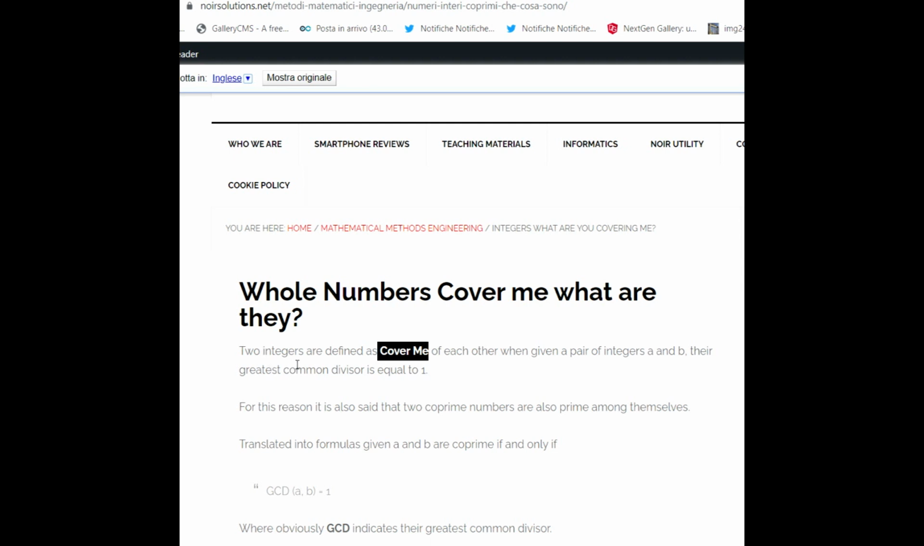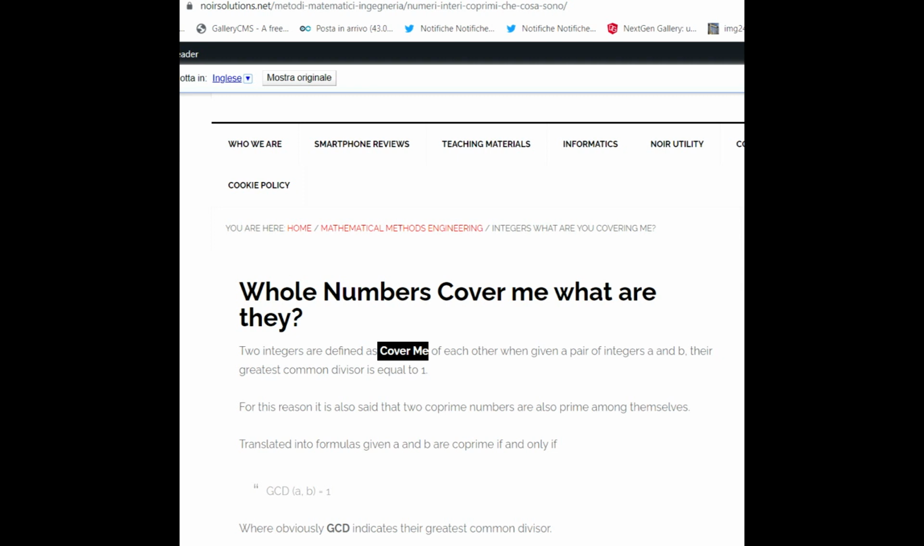So two integers are defined as coprime to each other when, given a pair of integers a and b, their greatest common divisor is equal to 1. For this reason, it is also said that two coprime numbers are prime among themselves.